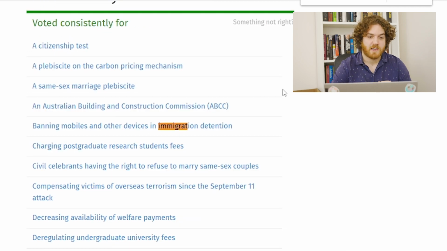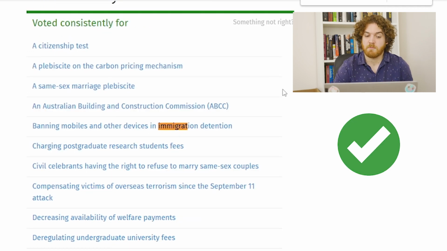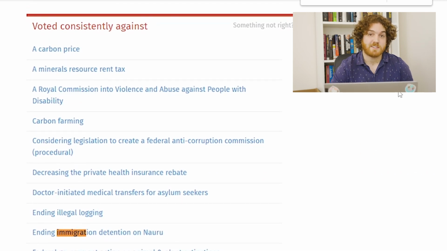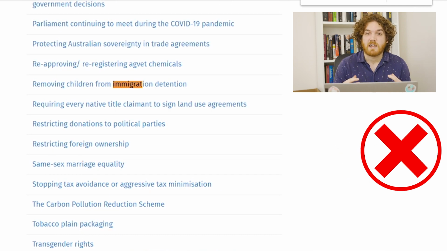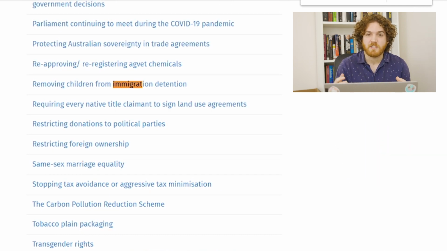So, Scott Morrison has voted consistently for banning mobiles and other devices in immigration detention. He's also voted consistently against ending immigration detention on Nauru. Just a bit of clarification, immigration is a broad term, so these aren't people in the same category as, like, you know, people on a temporary visa, like backpackers who have come here and do a little bit of work while they're here. These are actually genuine refugees.